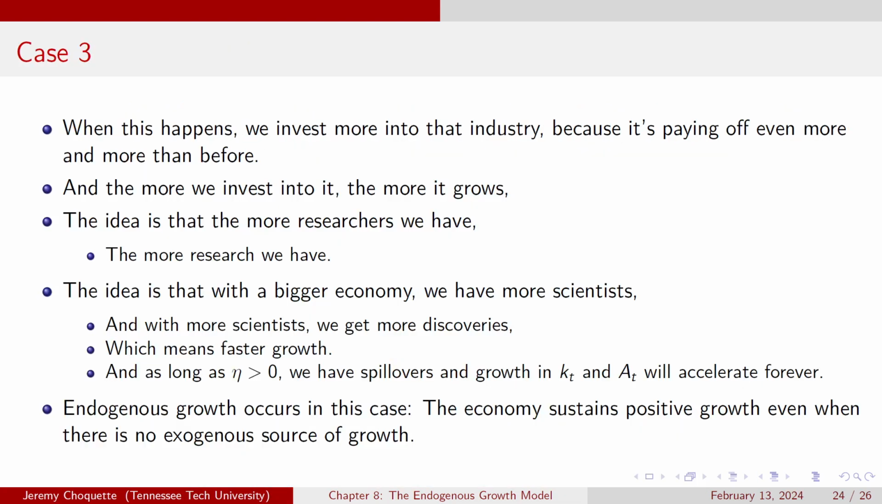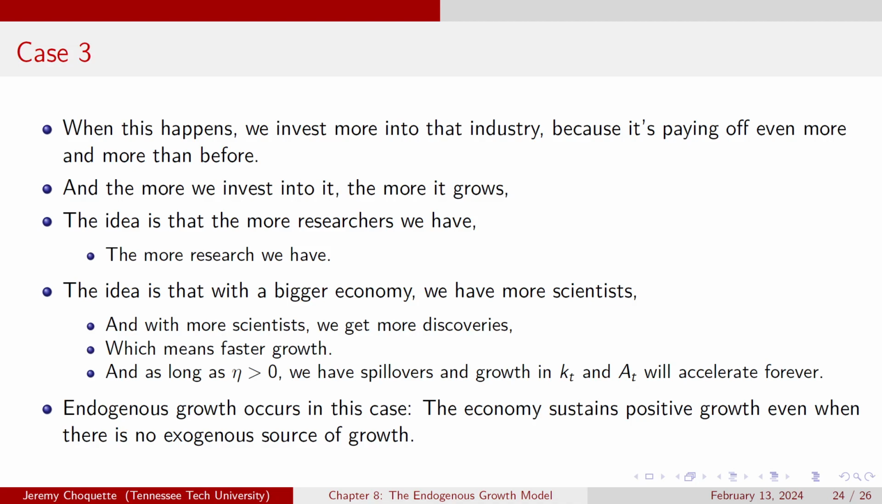So when this happens, we can put more into that industry because it pays off even more than it did previously. And the more we invest, the more it grows. And the idea is that the more researchers we have, the more research we get. So with a bigger economy, you can have more scientists. And with more scientists, you get more discoveries, which means faster growth. So as long as eta is greater than 0, you have spillovers and growth in K, and then A kind of accelerates forever.